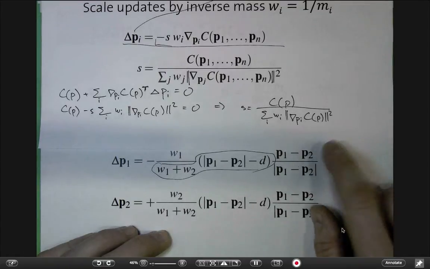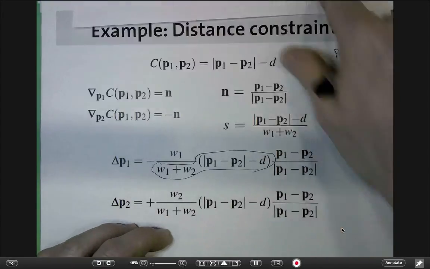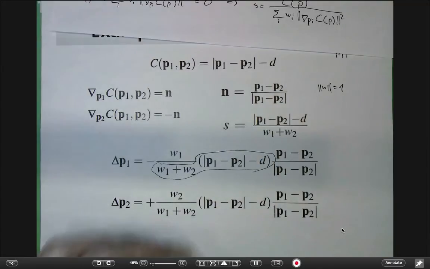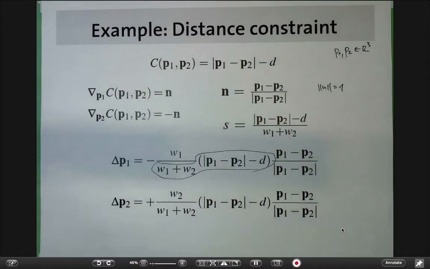And where did this come from? That's the gradient. The gradient is the normalized p1 minus p2 vector, so that's exactly what's here. Okay? The only difference with p2 is the sign. It goes the other way, and it's also weighted by w2. So that's quite simple.